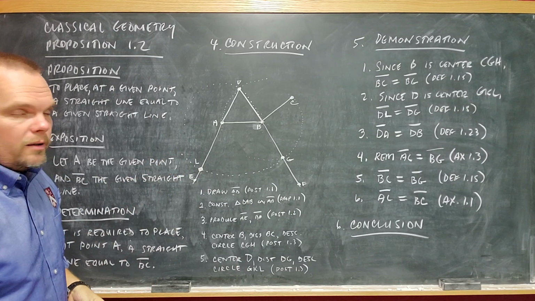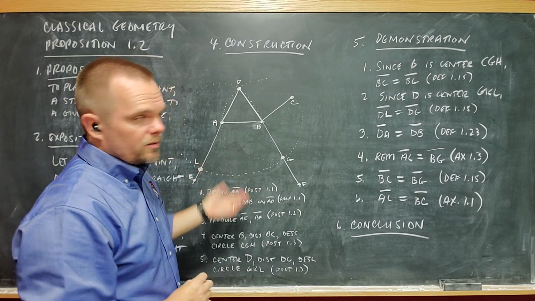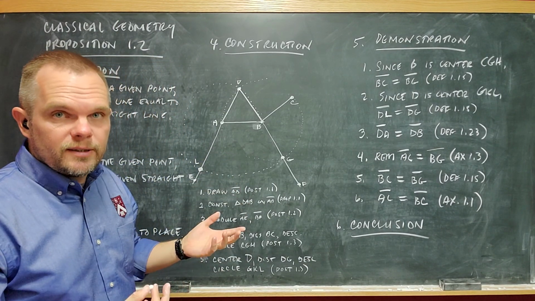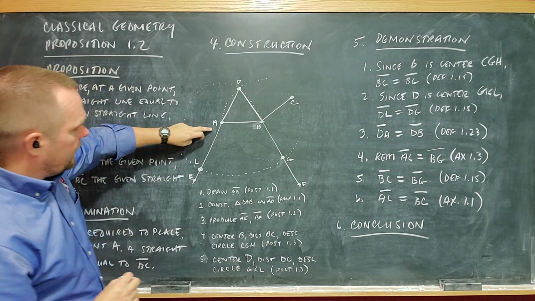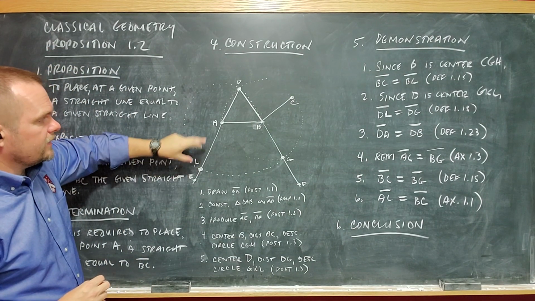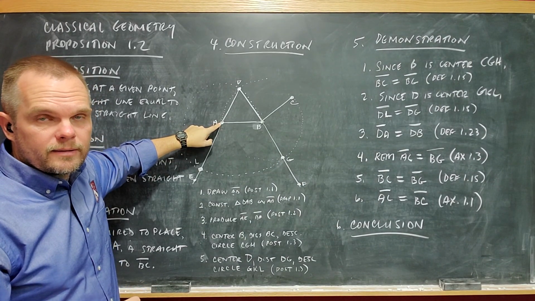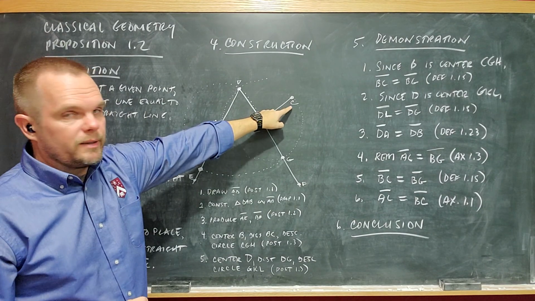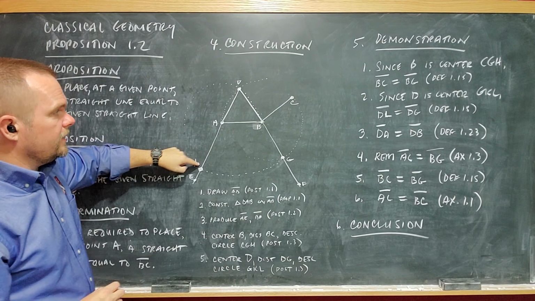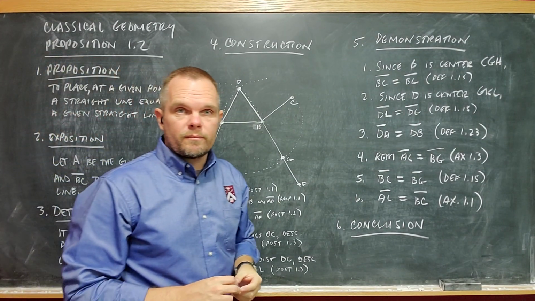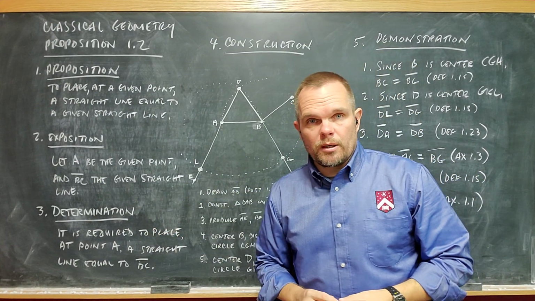Now, if you're paying attention, and if you're really sharp, you'll see that we just completed this proposition. We just did what was asked of us to do. Line AL here is a straight line drawn at point A that's equal to line BC. Line AL is equal to line BC. So we've just done what was asked of us in this proposition.